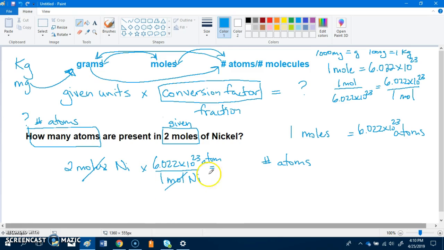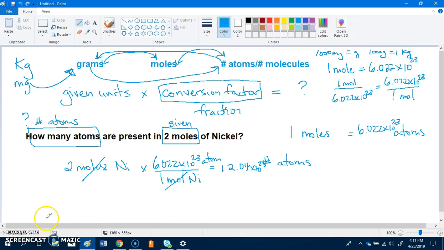Then we just have to multiply straight across. 2 times 6.022 is equal to 12.04, and then times our base of 10, 10 to the 23 atoms. So again, that's just one conversion factor that was needed. The unit you put on top is going to be the unit in your answer, and the unit you put on the bottom of the conversion factor is going to be the one that you cancel out.